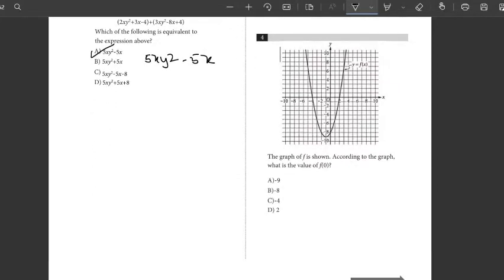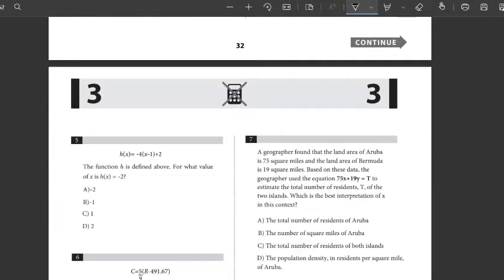The graph of f is shown. According to the graph, what is the value of f of 0? Okay, so when x is equal to 0, we need to find the y-intercept to get the value of f of 0. The y-intercept is minus 8. So 4 is B, minus 8.